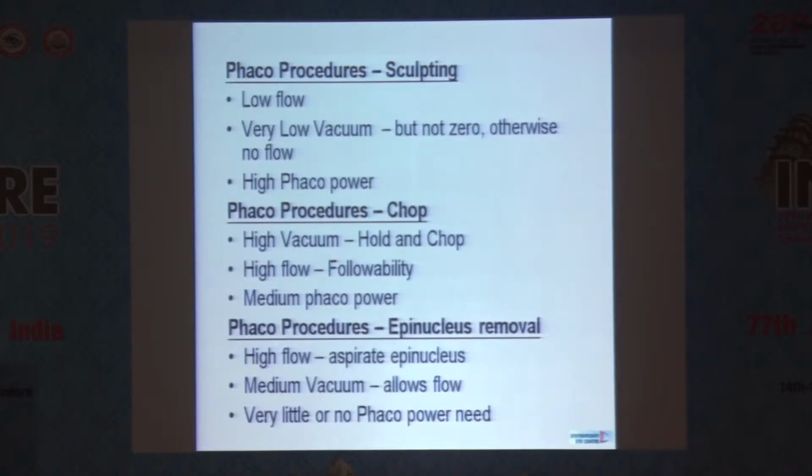So there are various settings which Dr. Sujit has already told, but while you are sculpting the nucleus, you should understand that you don't require a lot of vacuum here because you don't want to hold the nucleus. So most important is the power, because you are cutting the nucleus, so keep the flow rate low, vacuum low, and use high power. For chopping, you want to hold the nucleus, so here you want to increase the vacuum level, which will facilitate holding and then chopping. You need to have very good followability, so you will keep the flow rate high.